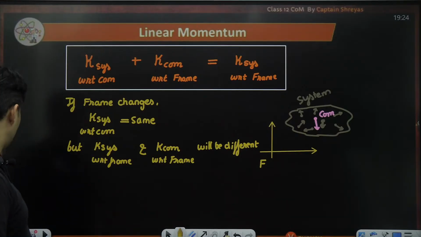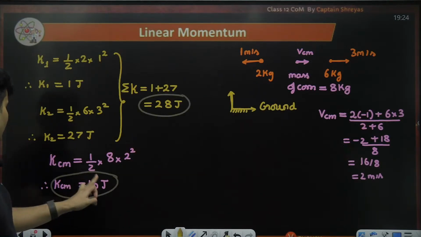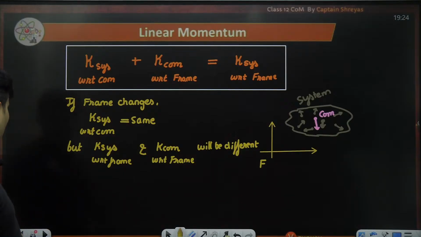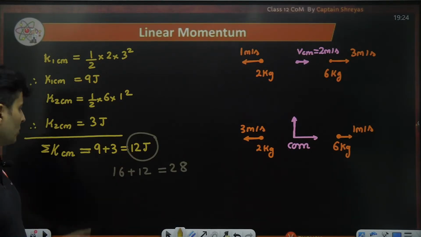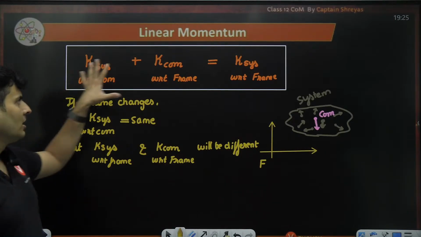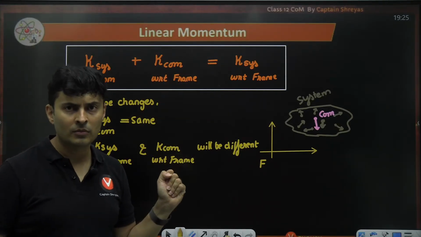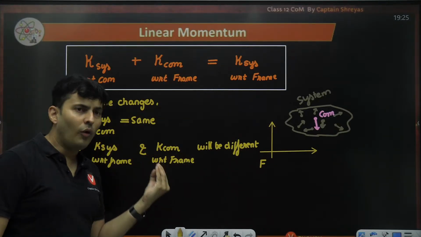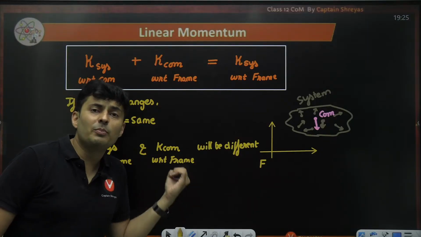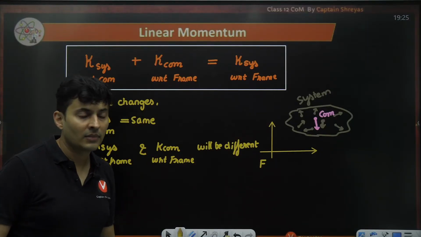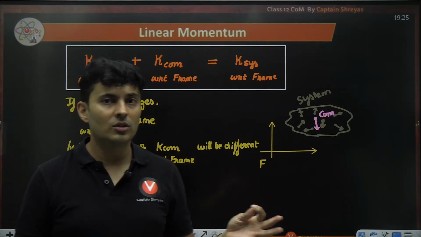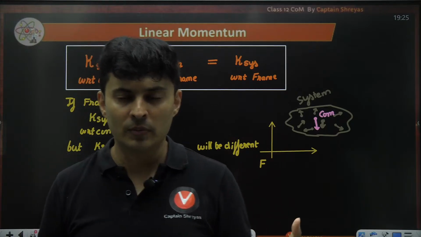If this is whatever it is, let's say 16 joules, sorry, not 16 joules, what is it? It was 12 joules. So this 12 joules will not change, but other things will change. That 16 and 28 can change. What can be the least possible kinetic energy? Kinetic energy can't be negative. So the least value that you can get is 0.